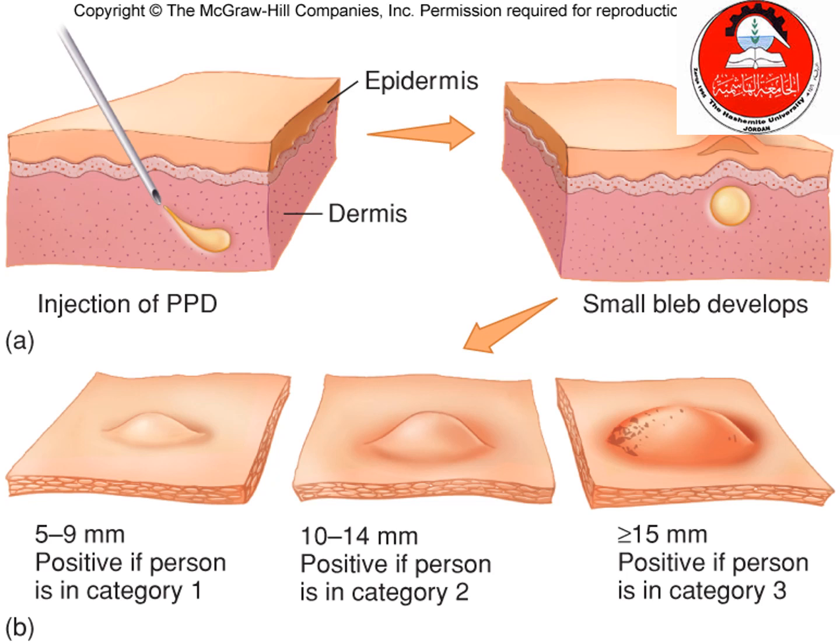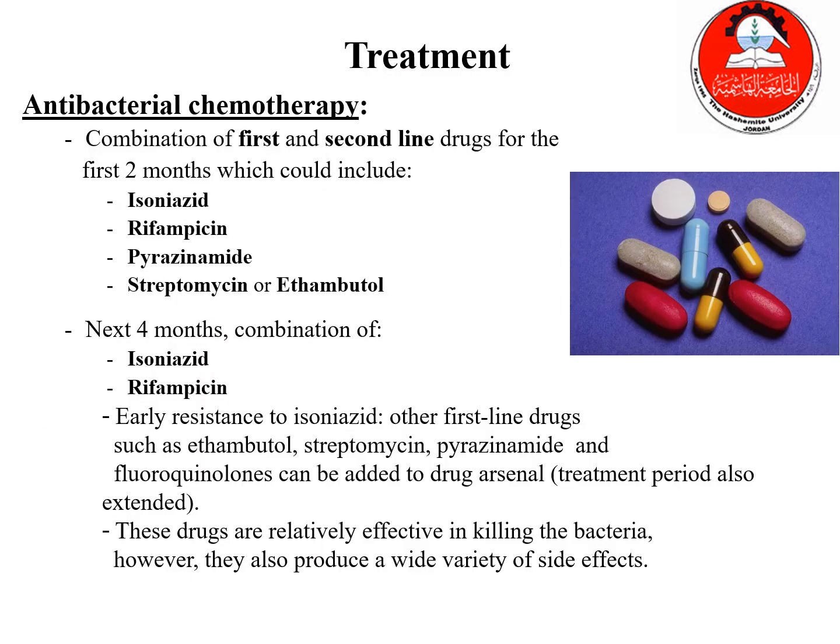So this is the procedure: injection into the dermis of the PPD, and then reading it after 24 to 48 hours. So what's the treatment for Mycobacterium tuberculosis? We have a combination of first and second line drugs. First line drugs are bactericidal, which kill the bacteria. Second line drugs are bacteriostatic, which inhibit the growth of the bacteria.